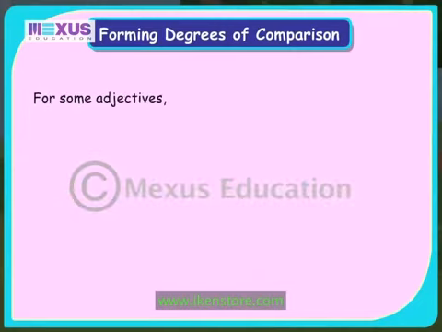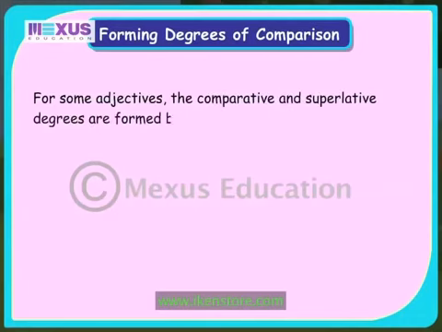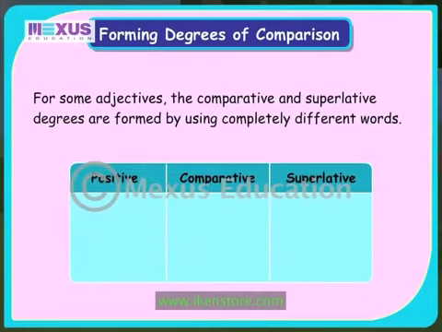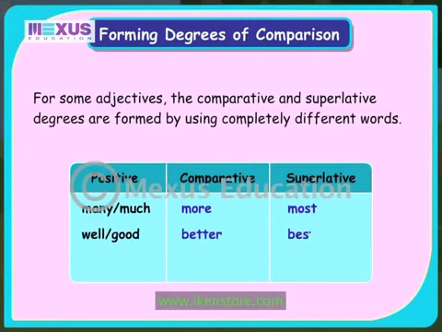For some adjectives, the comparative and superlative degrees are formed by using completely different words. They do not follow any specific rules. For example, many or much, more, most, well or good, better, best, little, less or lesser, least.